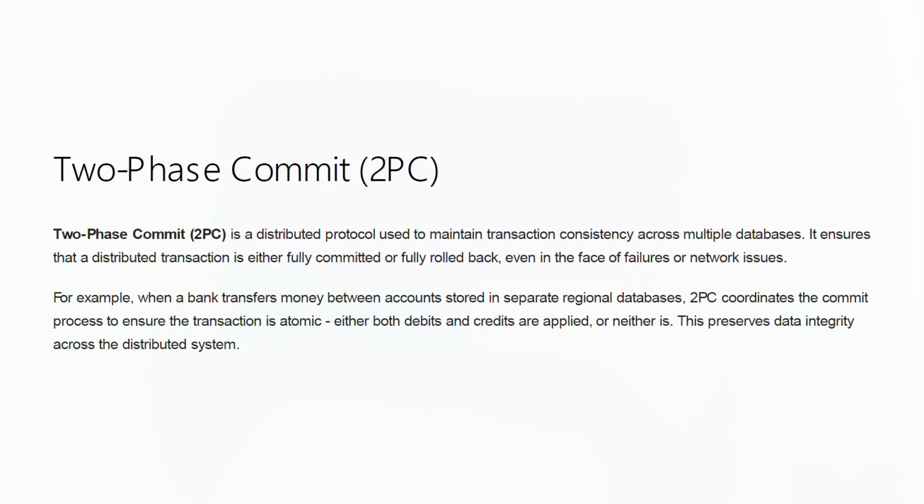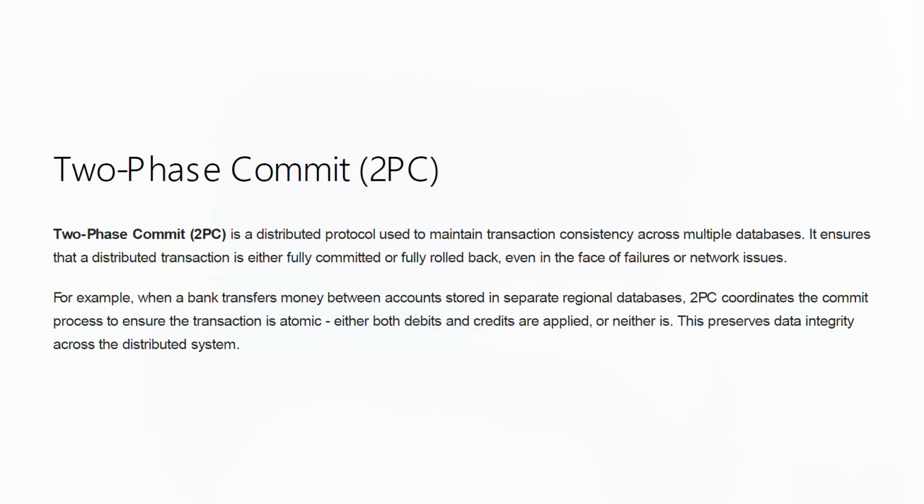Now, what is two-phase commit? Commonly abbreviated as 2PC, this is a protocol widely used to maintain consistency in distributed transactions. In a distributed database, a transaction may span multiple nodes or servers, and it's essential that this transaction is either fully completed or fully cancelled to avoid inconsistencies.